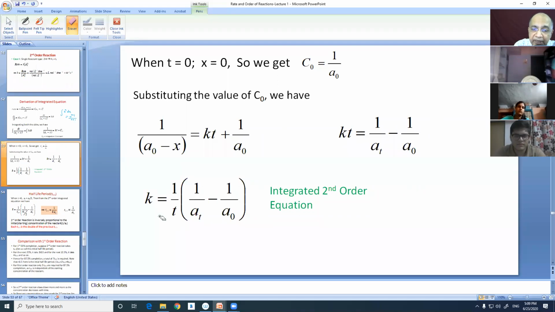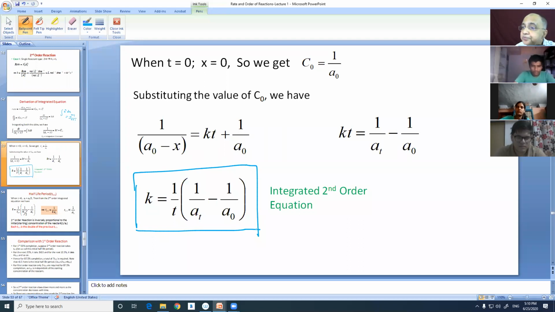Then bring k or t, whichever. If you bring t, then it becomes a graph. t is a variable, k is a constant. So either you can keep t here, k here, or k here, t here, it doesn't matter. So k is equal to 1 by t whole into 1 by at minus 1 by a0. You can draw a big box around this. This is the integrated second order equation. Done. So no hands raised.